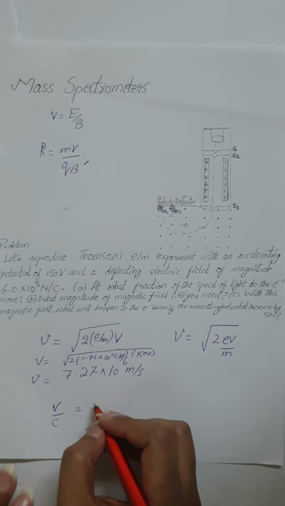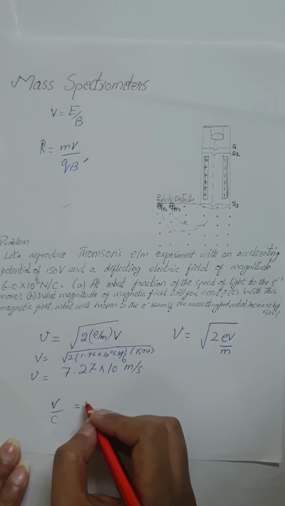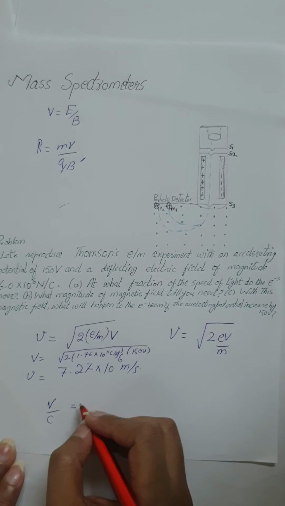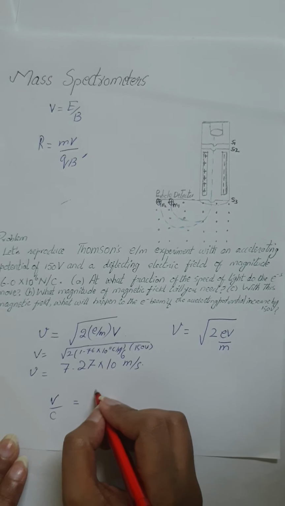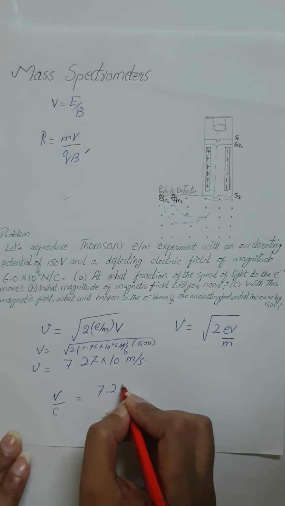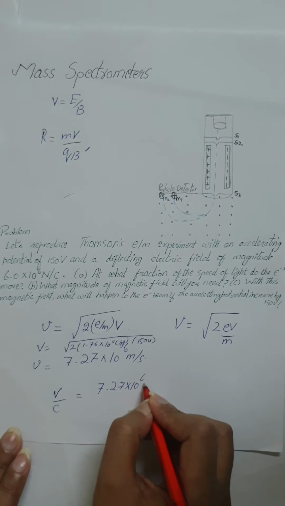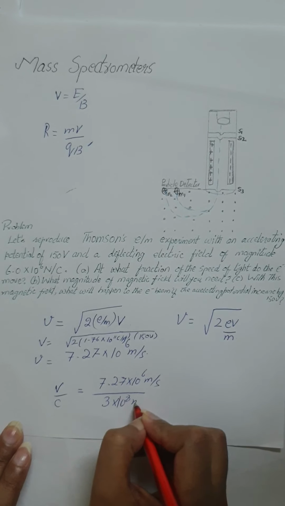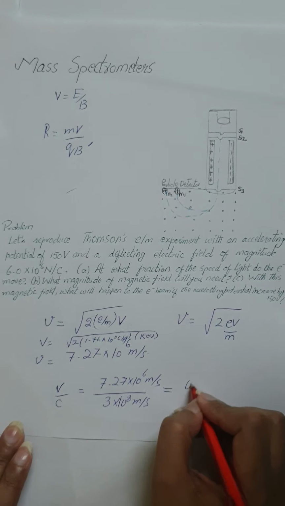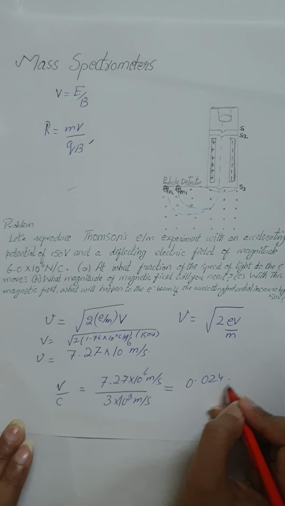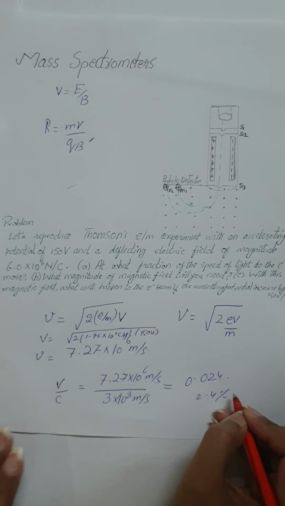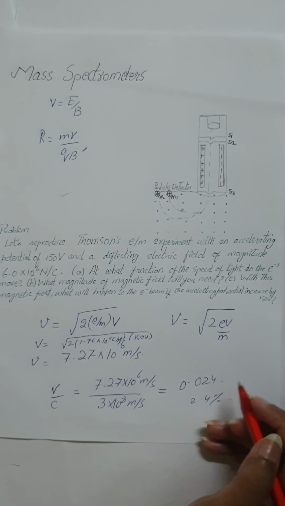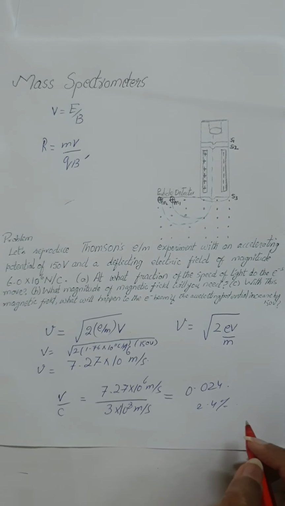So in order to find the fraction of the speed of light at which the electron moves, we divide it by the speed of light. So this becomes 2.7 into 10 raised to power 6 meter per second divided by the speed of light, which gives us 0.024, which is 2.4% of the speed of light. So the electrons are traveling at 2.4% of the speed of light.